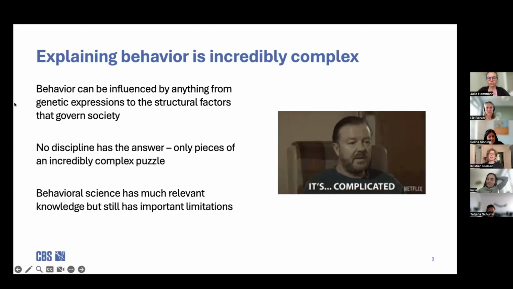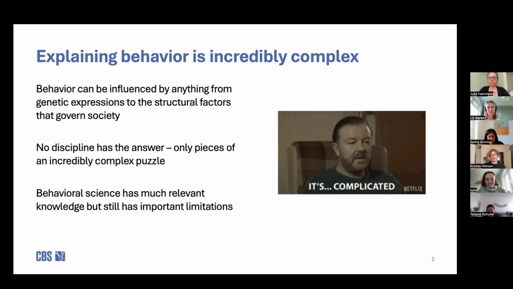When we start thinking about behavior, we have to acknowledge upfront that explaining behavior is incredibly complicated. Behavior can be influenced by anything all the way back to genetics. You'll see geneticists talking about certain gene expressions that might influence behavior, and you can take it all the way to the structural factors that govern society, and all the space in between that might influence why people perform the behavior that they do.